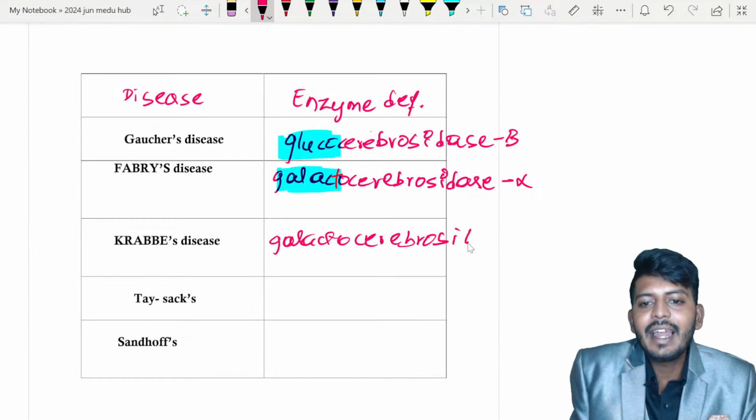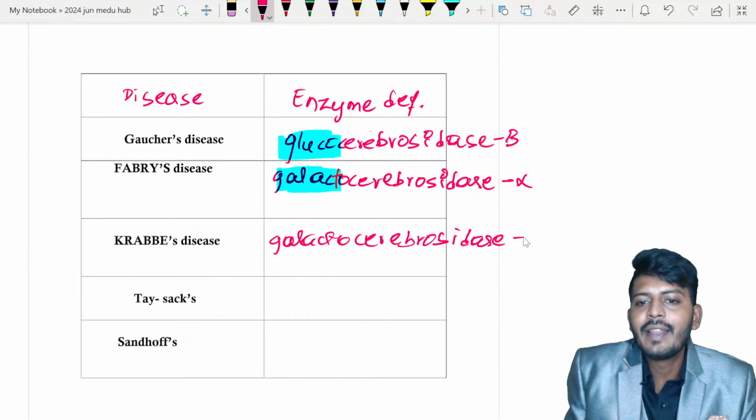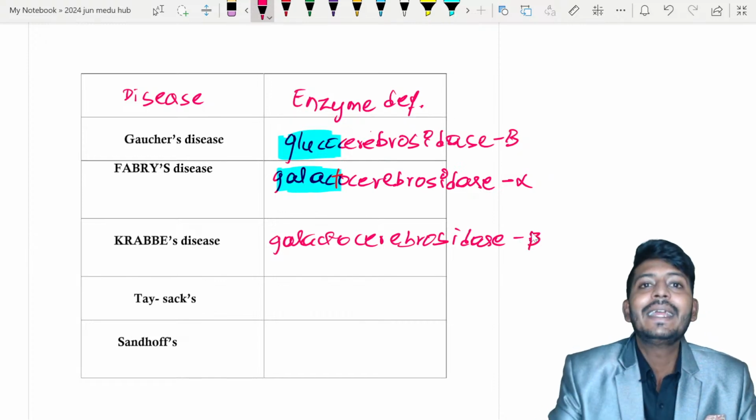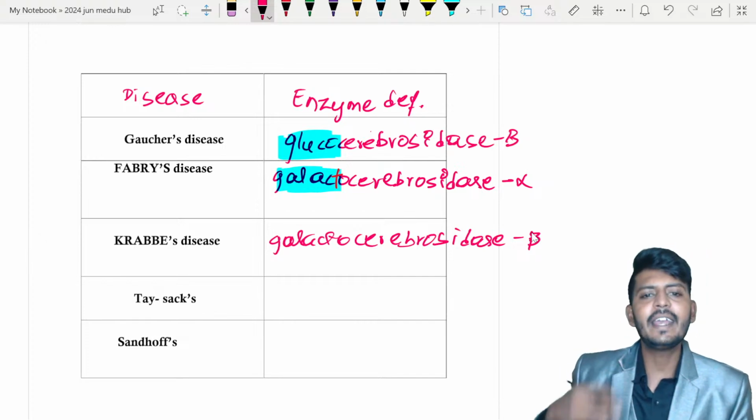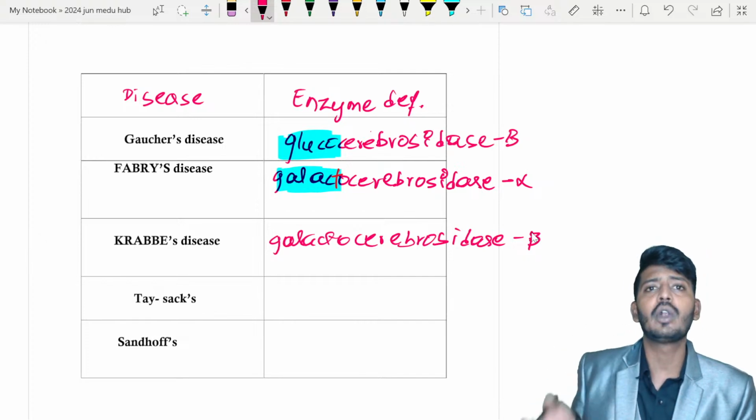Galactocerebrosidase. But which galactocerebrosidase is the question? Galactocerebrosidase beta deficiency will lead to which disease? Krabbe's disease.